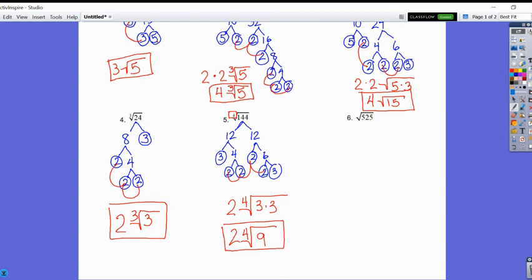Take a moment and try that number 6 on your own. Pause the video, work it out, and then once you think you have your answer, press play again. Let's see if you got it right.